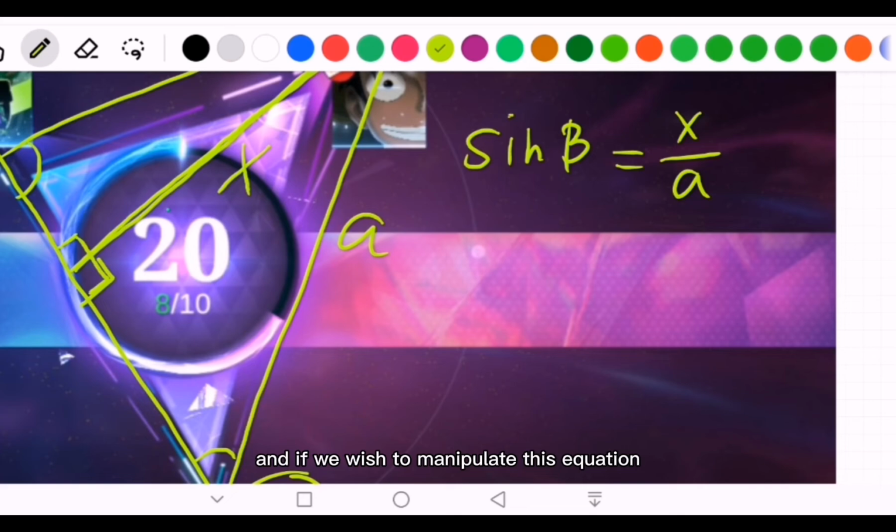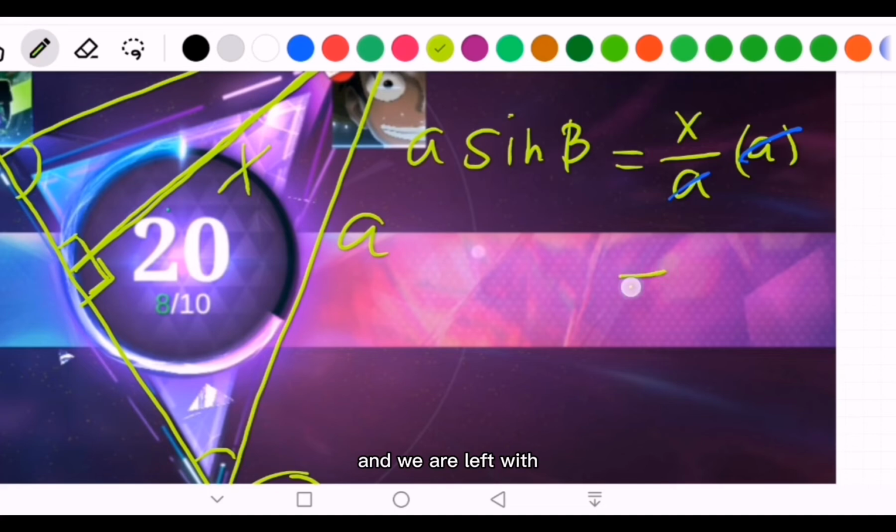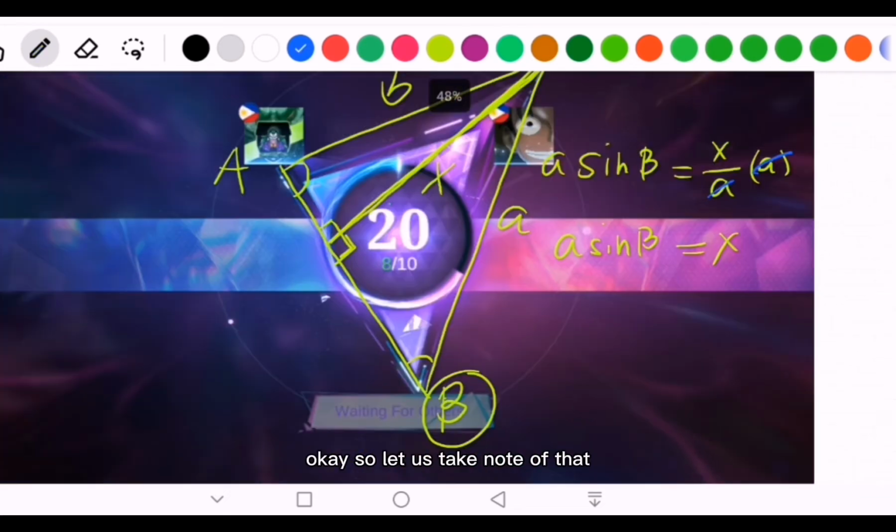And if we wish to manipulate this equation by isolating the variable X, then we must multiply both sides by a, so that a will cancel out on the right side and we are left with X is equal to a sine of angle B. Okay, so let us take note of that.